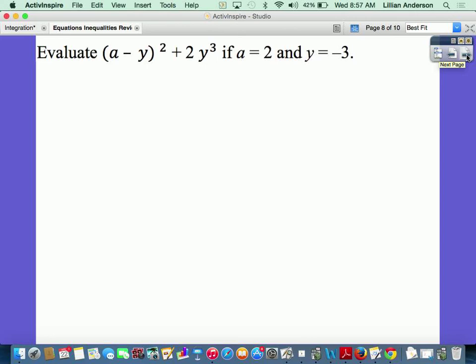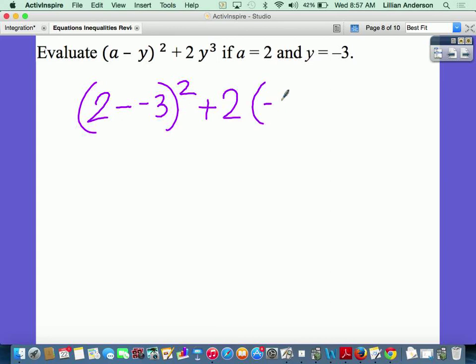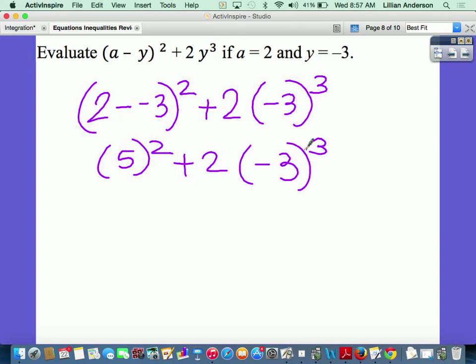What do you do in this problem? Plug 2 in for A and -3 in for Y. 2 in for A, -3 in for Y, and then what? What does evaluate mean? Solve. Get a number. Two negatives make a what? Positive. And if you remember order of operations, what should you do next?